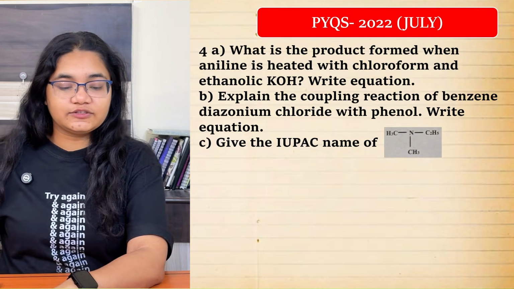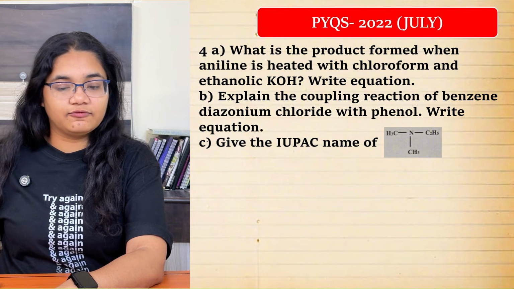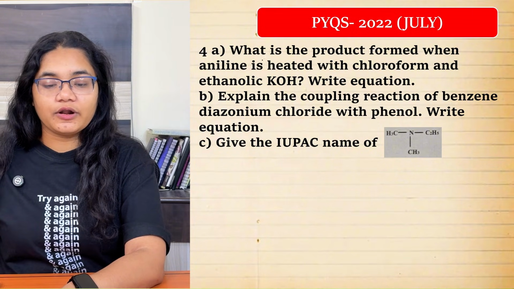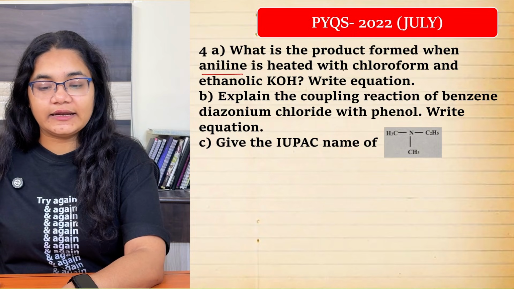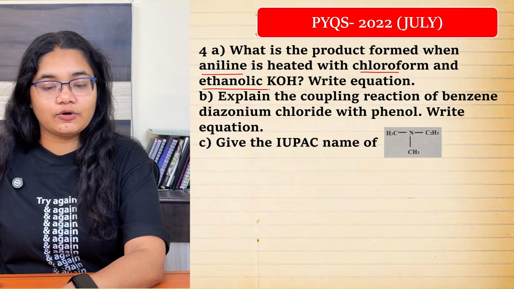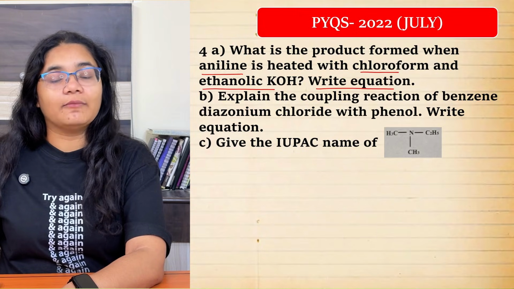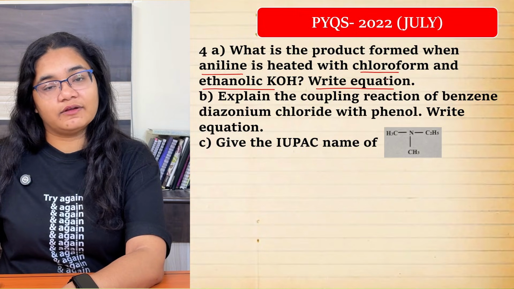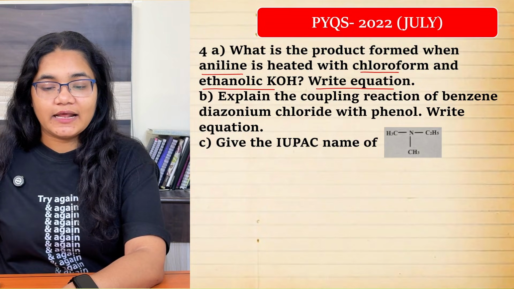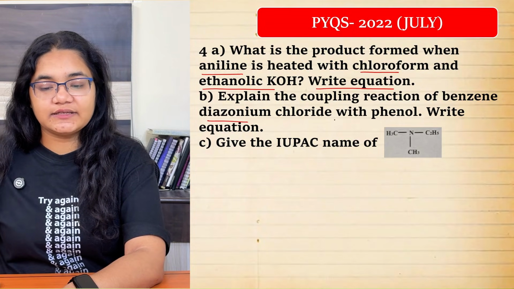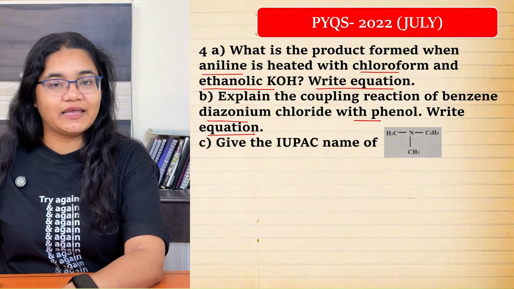Now coming to the next one, question number 4 here. What is the product formed when aniline is heated with chloroform and ethanolic KOH? Write the equation. This is again your carbylamine reaction. Here the product you will get will be phenyl isocyanide. Next, explain the coupling reaction of benzene diazonium chloride with phenol. Again, this question also we have discussed.